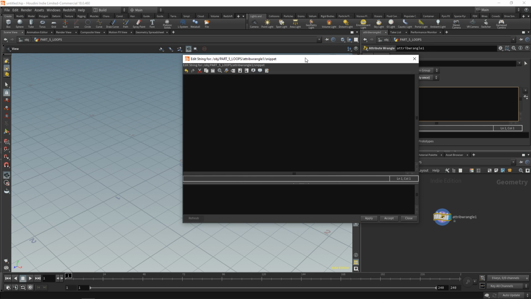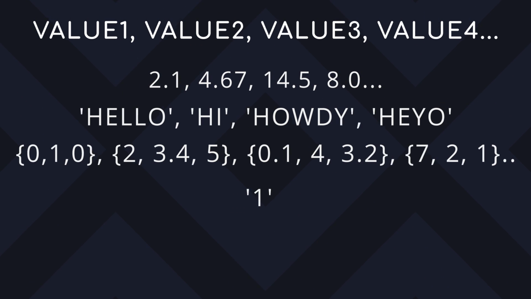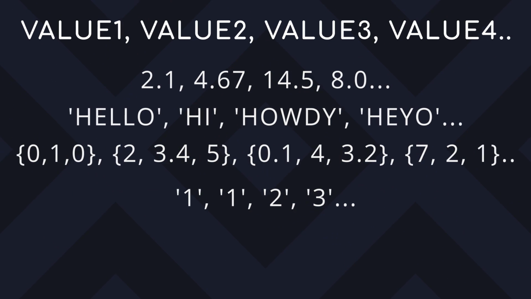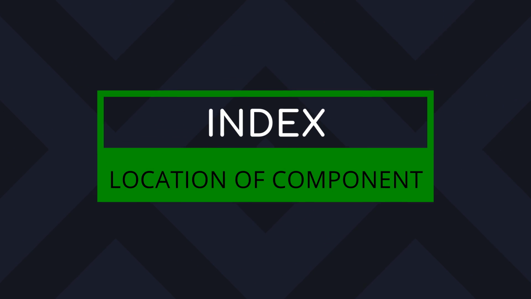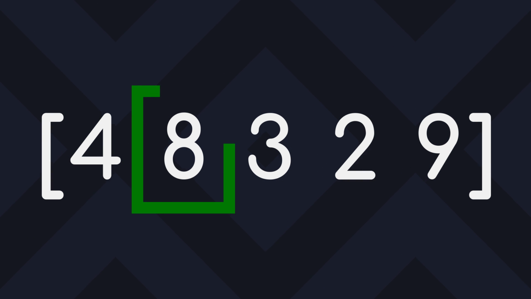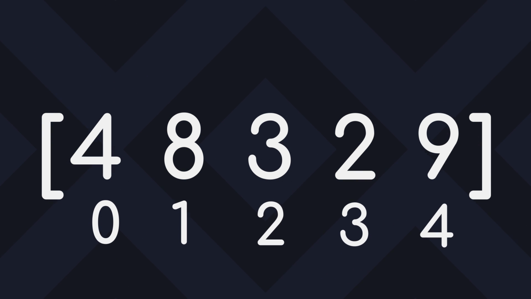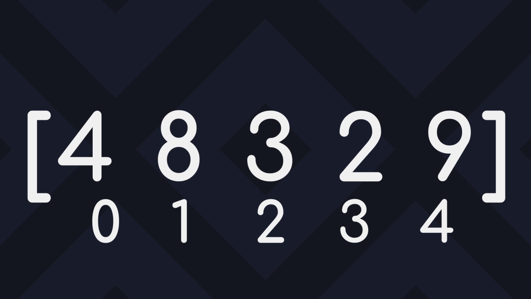So before we get into loops, we need to tackle a new data type. This is the array. An array is a list of values of a certain data type. You can have a list of floats, or a list of strings, or vectors, or integers. Each entry in an array is known as a component. Each component is found at a certain index. For example, in an array of integers 4, 8, 3, 2, and 9, there are 5 components. Each component has an index. For example, where the component is equal to 8, in our example, the index is 1. Remember, in coding we start counting from 0, so index 1 is actually entry number 2.